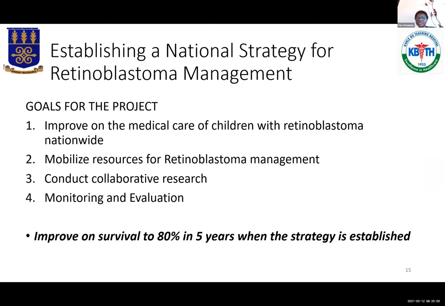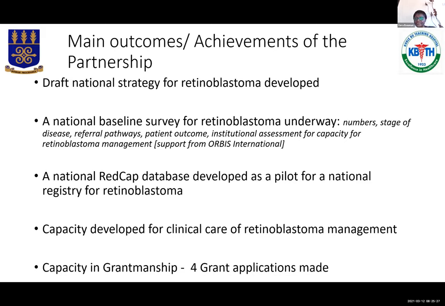So just the goals for the project in terms of what we started doing was to actually improve the medical care of children with retinoblastoma nationwide, mobilize resources, conduct collaborative research, and monitor this work. And our aim is that by the time the strategy is established, we should be able to improve on survival to 80% in 5 years. We are still working on that. So what has been the achievement so far? And I must say that Dr. Demeras and Dr. Brenda, they have still worked with us in this stride. Now we have a draft national strategy that has been developed, awaiting review and adoption by a national stakeholder team.